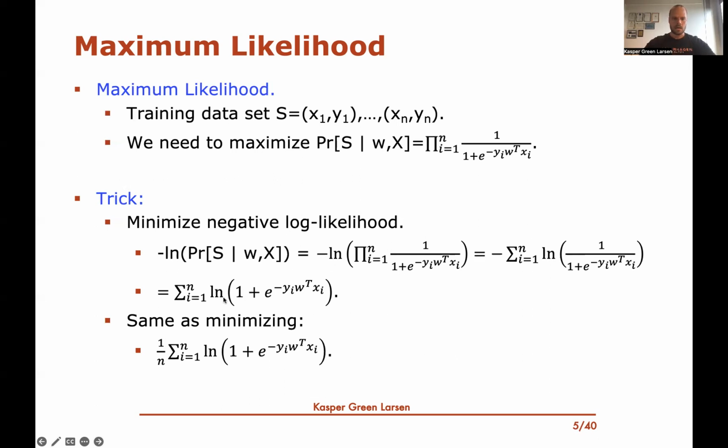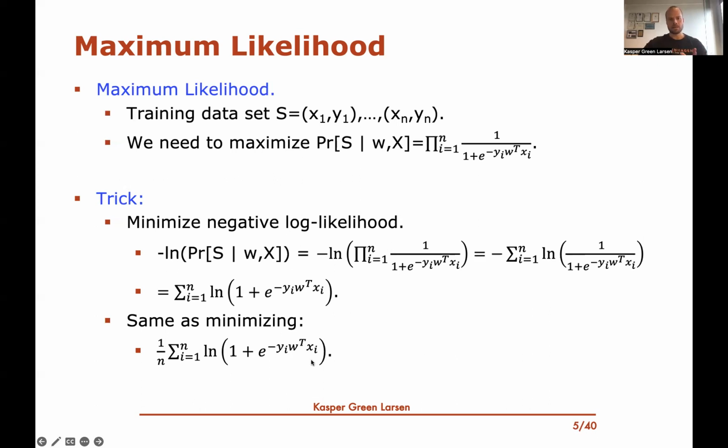Now, if we want it to look exactly like it does for linear regression and for classification, we can always introduce a 1 over n scaling in front. Minimizing it with or without the constant factor 1 over n is the same problem, with the same solution. So we can just minimize the average over all the training examples of log of 1 plus e to the minus yi times the inner product of w and xi.